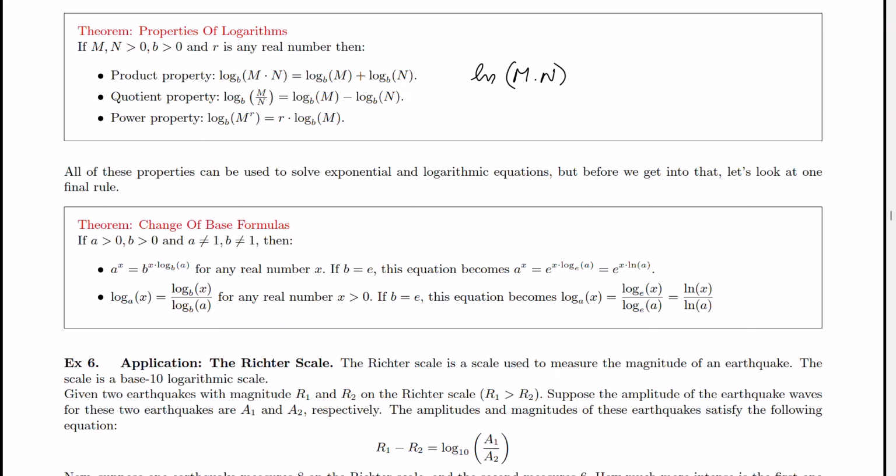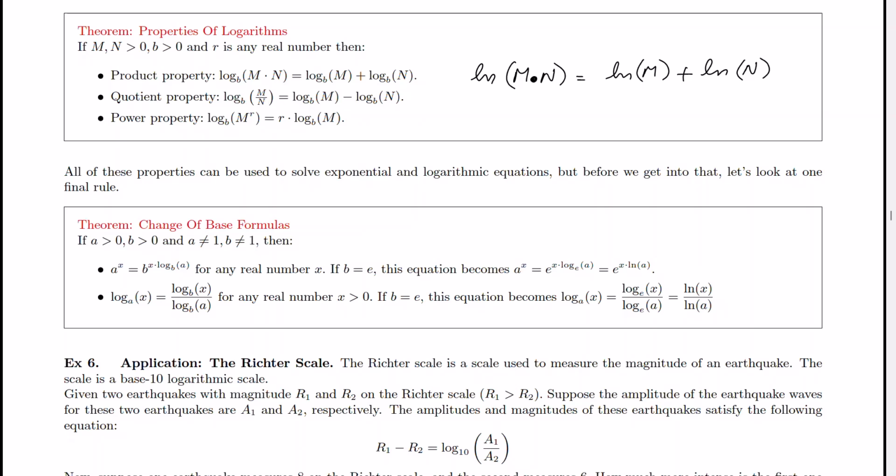But basically what this is saying is if you have a log of a product, then you can write it as the sum of the logs. You can write ln of m plus ln of n. So a product turns into a sum of logs. In the same way, a division turns into a subtraction, basically.